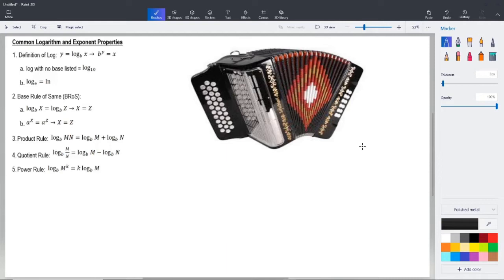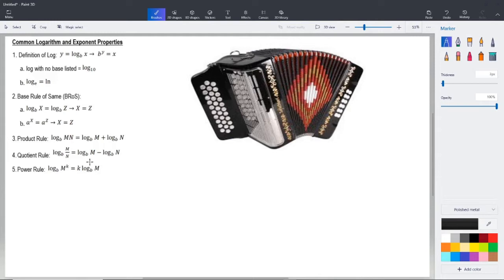So maybe that's why I thought of the accordion when it came to the product rule, the quotient rule, and the power rule. So one way expands it. If you look from left to right, it goes from being one log to being multiple logs. And another way it contracts. It goes from being multiple logs to being just one log. And the same for the quotient rule. Goes from one log to multiple logs. And the power rule, it stays one log, but it gives a multiplying factor to it.